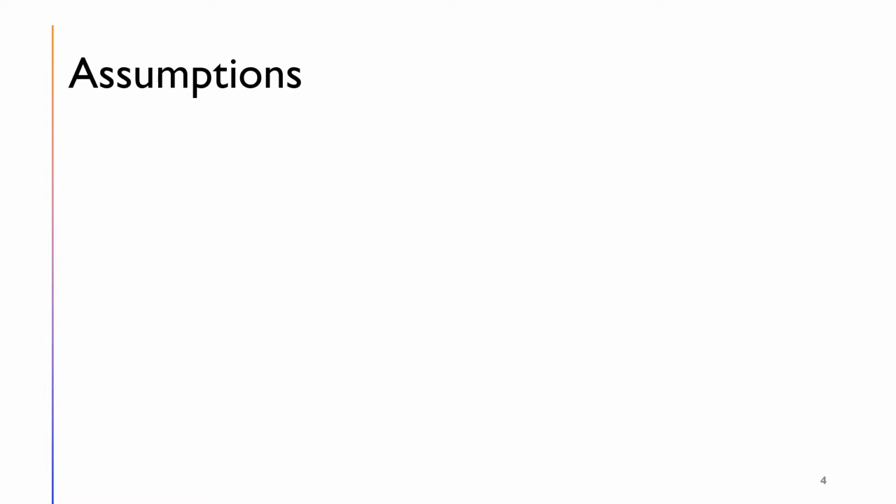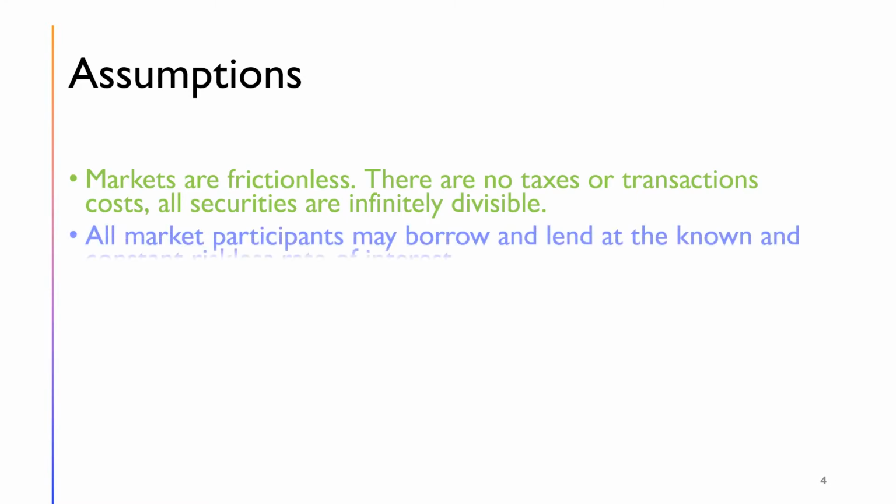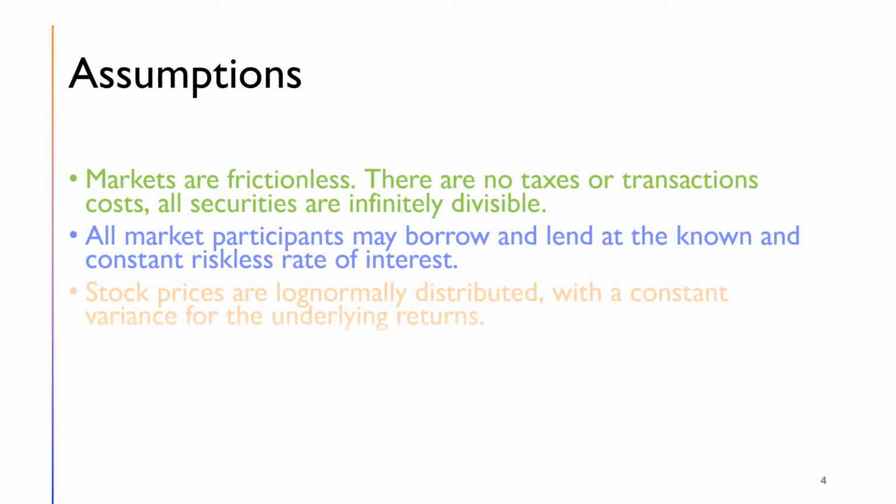The Black-Scholes model has a few key assumptions. First, markets are frictionless. This means there are no taxes or transaction costs. All securities are infinitely divisible. Second, all market participants may borrow and lend at the known and constant riskless rate of interest. Third, stock prices are log-normally distributed with a constant variance for the underlying returns. This means asset prices cannot take a negative value. They are bounded by zero.